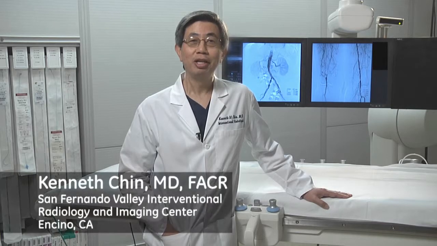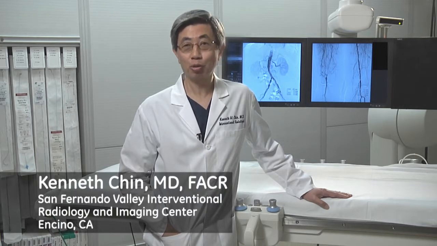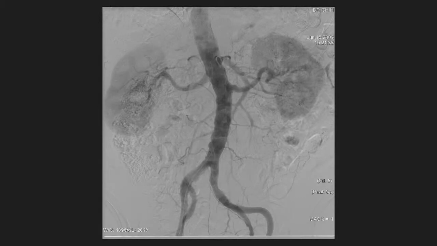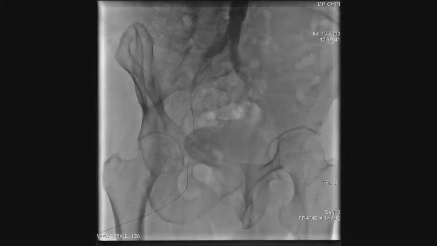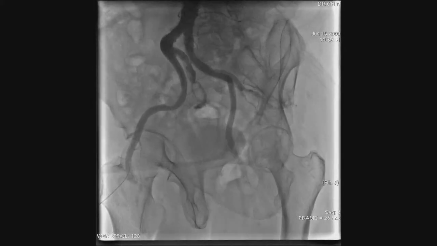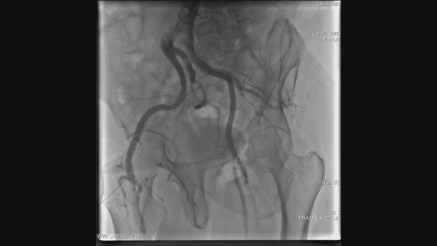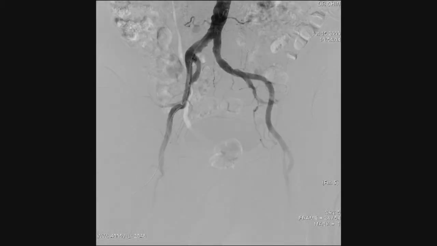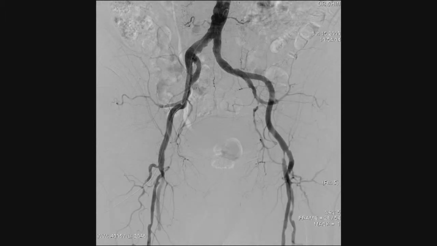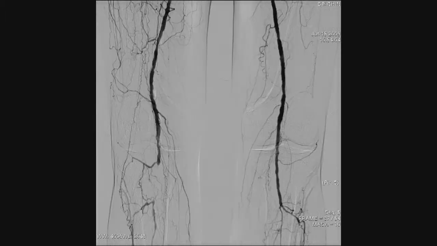Dr. Kenneth Chin. We recently had a patient who presented with bilateral leg claudication, worse in the right leg, and renal insufficiency. We performed an abdominal aortogram and bilateral lower extremity runoff study on the ANOVA system. The abdominal aortogram was followed by a rotational angiogram, which quickly allowed us to visualize the bifurcations of the common femoral arteries with no additional injections other than the single rotational injection.